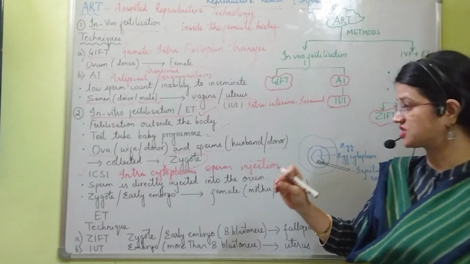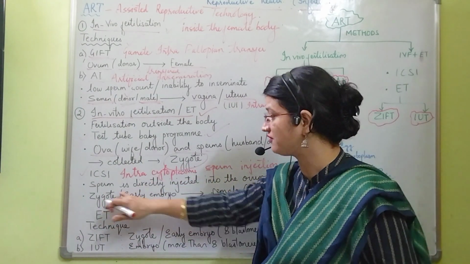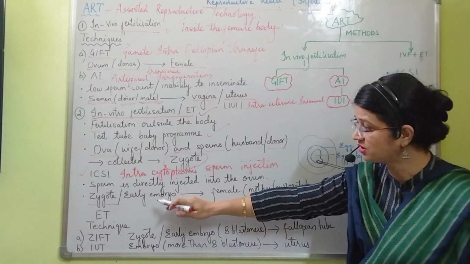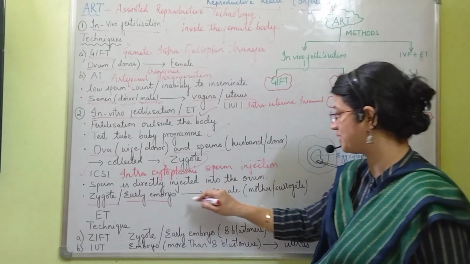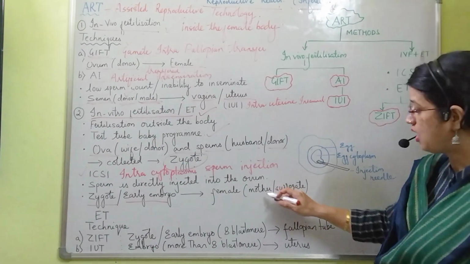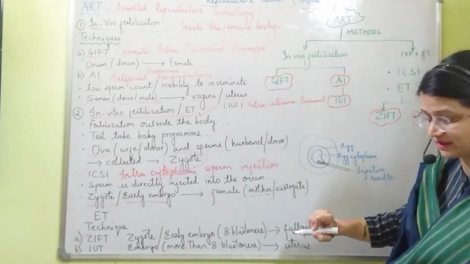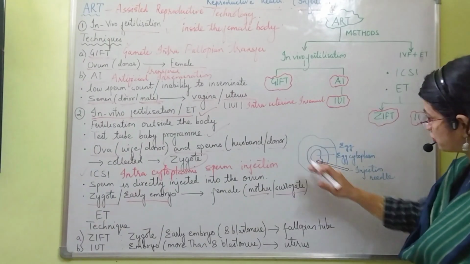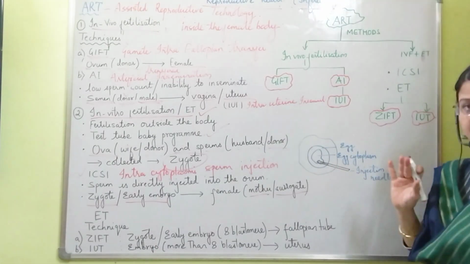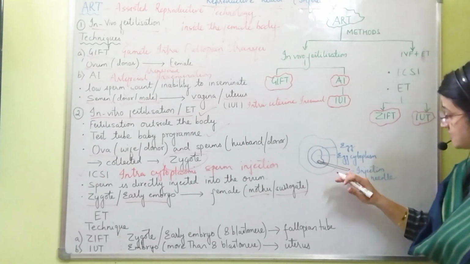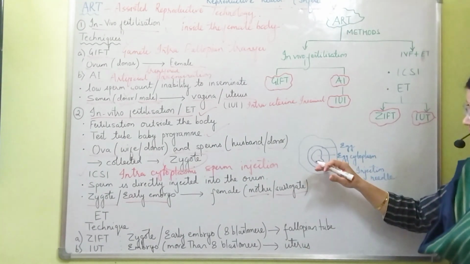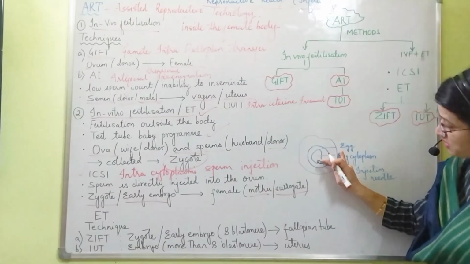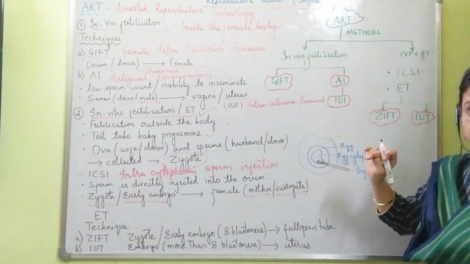After that, fertilization will take place and there will be the formation of zygote. This zygote, or we can say the early embryo, is then transferred into the female, that is either into the female partner or to the surrogate mother. So here I have drawn a diagram. Here you can see the egg, that is the ovum. Now here this is the injection needle and it is having the sperm. So with the help of this needle, the sperm is directly injected into the ovum.